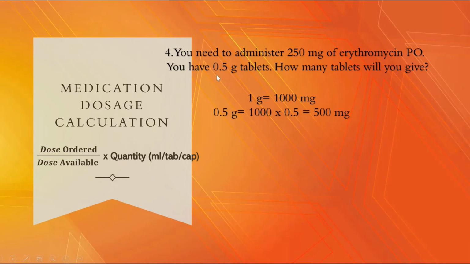So now let's calculate: 250 dose ordered divided by dose available 500 milligram. These two are in the same units of measurement. Now in one tab, that gives half tablet. So the answer is, you will give the patient half, or 0.5 tab. Now the next question.